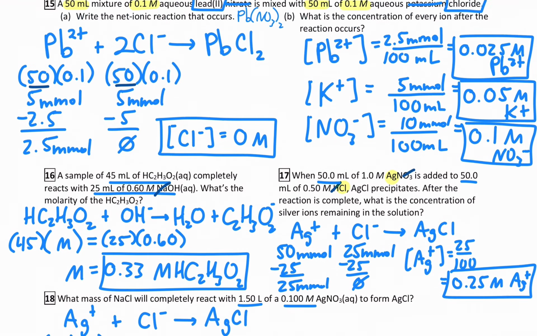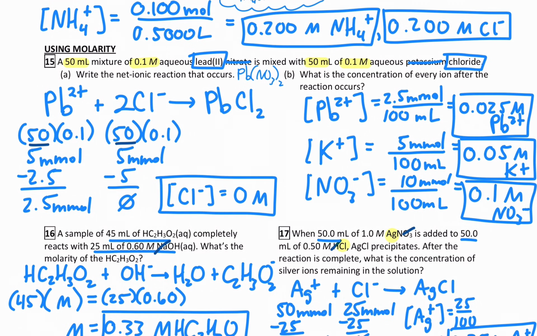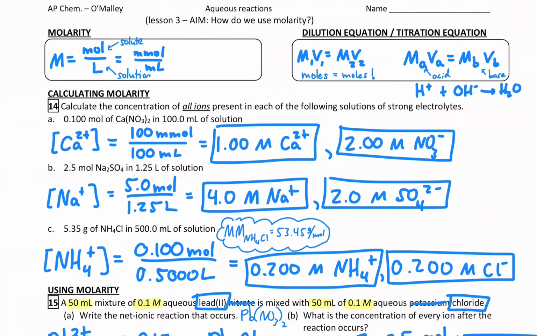Okay, so that's how we use molarity for chemical reactions. The main thing to do is remember that multiplying molarity times volume is another way of expressing molar amounts, and concentrations are mole amounts divided by volumes, mole per liter or millimole per milliliter.